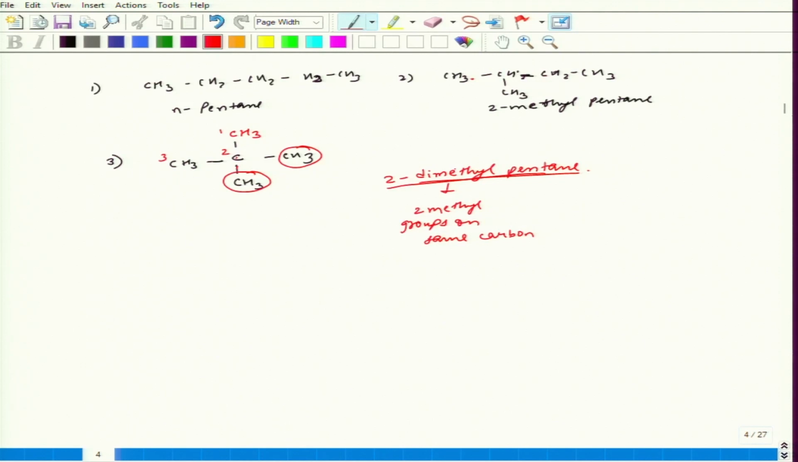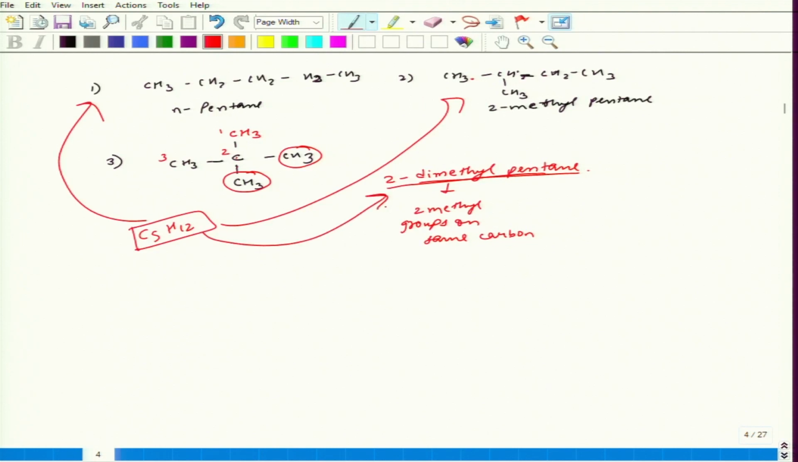So this will be the structure. The molecular formula was C5H12, and C5H12 has 3 possible structures. One is n-pentane, another is 2 methyl butane, and the third one is 2,2-dimethyl propane. It's butane, not pentane, sorry, because there are 4 carbons in the longest chain, and the last one is propane. So these will be the structures.